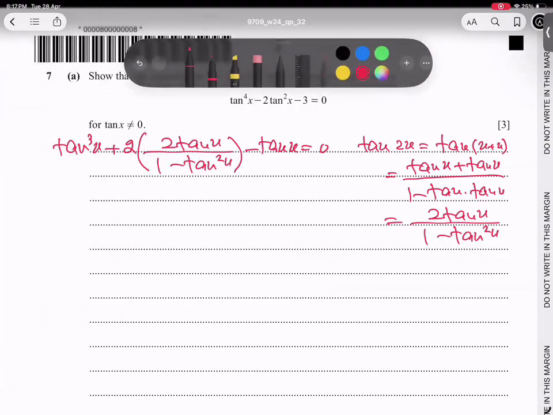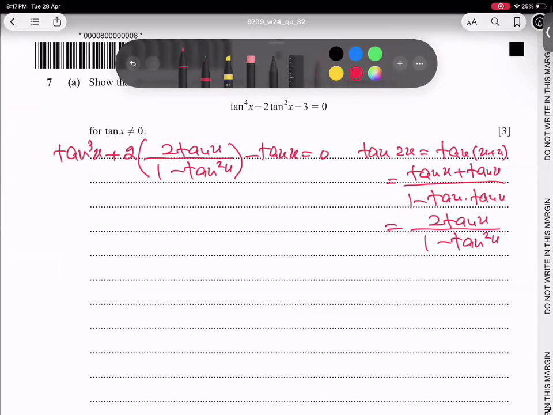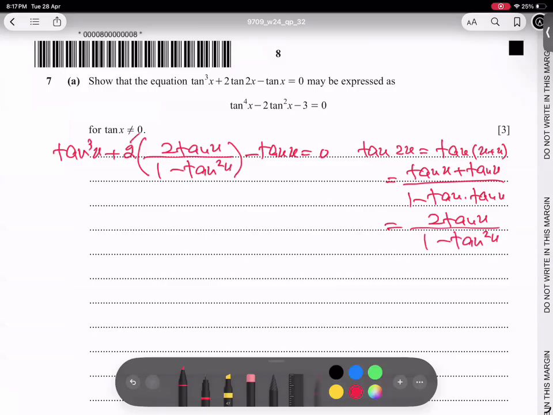And now we're going to simplify. All right. So first of all, this 2 multiplies inside. So I'm getting here tan cube x plus 4 tan x over 1 minus tan square x minus tan x. Can you see tan x common? Yes, we can take it common. So if I take tan x common, students, what will happen? First of all, I take tan x common.